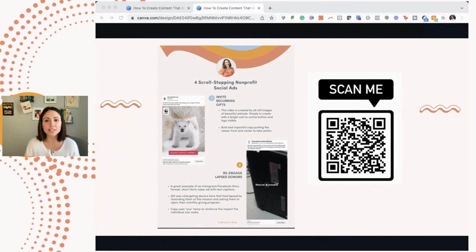So again, this is a really great activity to do with your whole team. Have everybody do it individually and then share around the table or Zoom and see what similarities or differences you have.